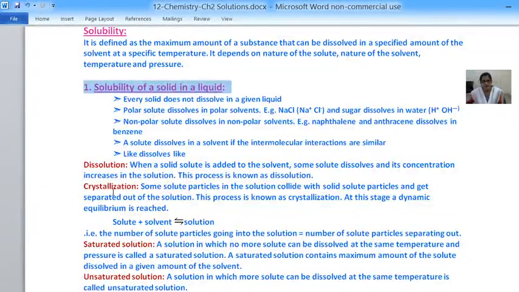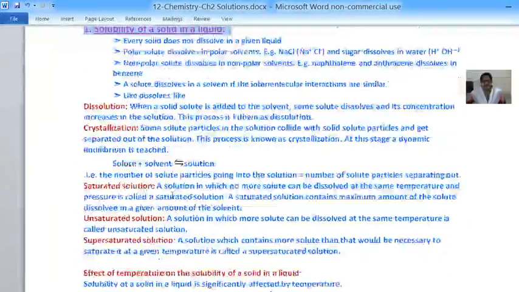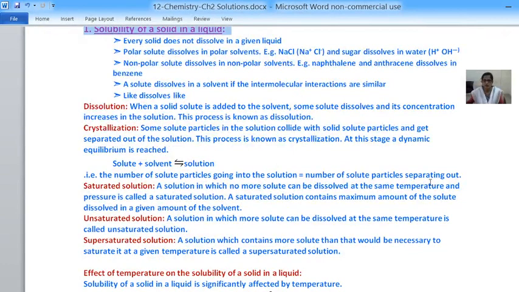Next we will see what is crystallization. Some of the solute particles in the solution collide with the solid solute particles and get separated out of the solution. This process is known as crystallization, and in this process a dynamic equilibrium is reached. That is, solute plus solvent reversibly gives solution. That is, the number of solute particles going into the solution is equal to the number of solute particles separating out.